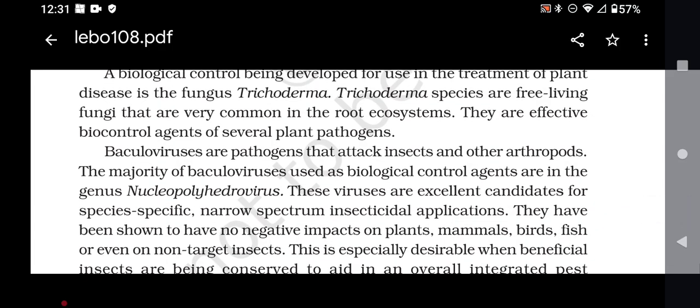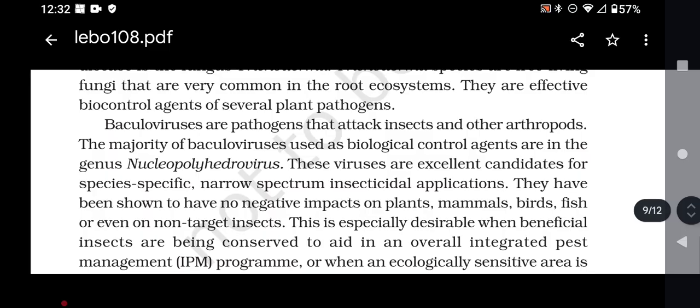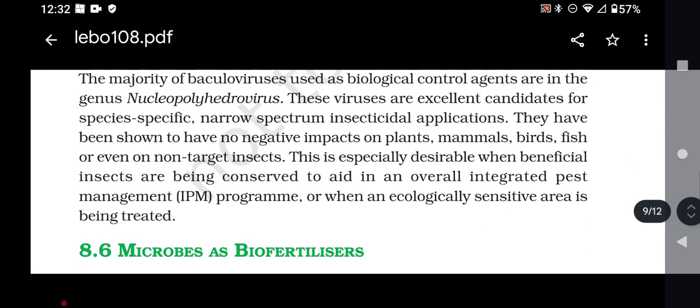Baculoviruses are pathogens that attack insects and other arthropods. The majority of baculoviruses used as biological control agents are in the genus Nucleopolyhedrovirus. These viruses are excellent candidates for the species-specific narrow-spectrum insecticidal applications. They have been shown to have no negative impacts on plants, mammals, birds, fish, or even on non-target insects. This is especially desirable when beneficial insects are being conserved to aid in an overall integrated pest management program (IPM), or when an ecological sensitive area is being treated.